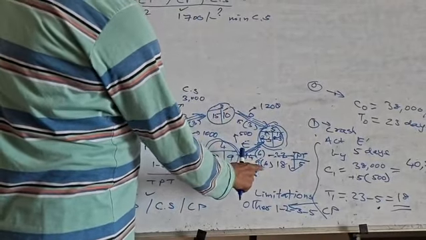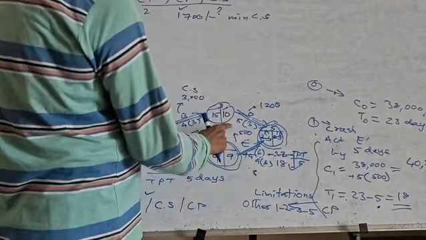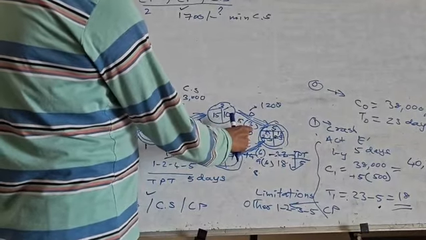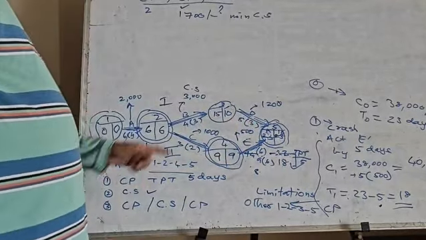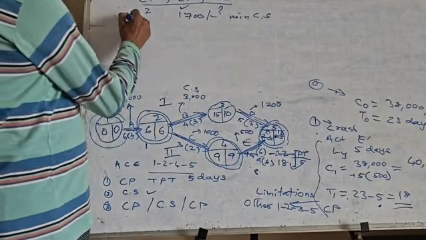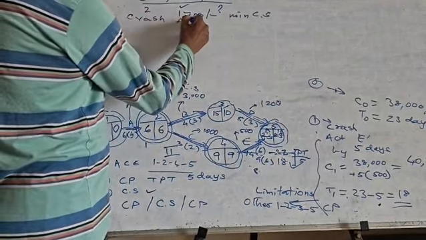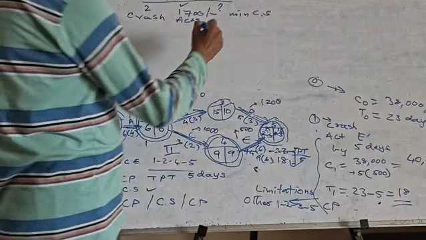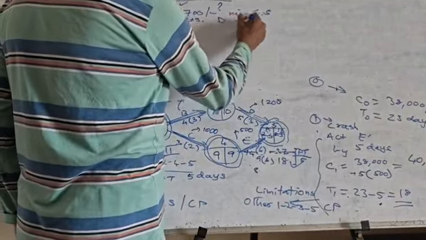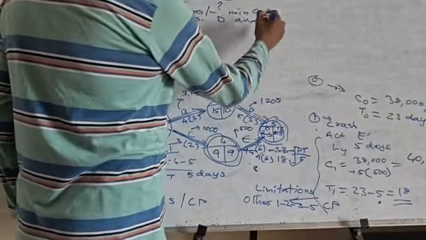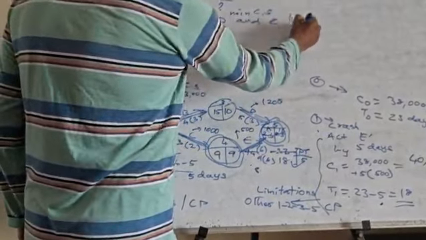Here we have 9 and 6, which means 3 days. Here we have 8 and 3, 5 days. So how much can you crash now? This step you have to write clearly. Crash activities D and E by how many days?